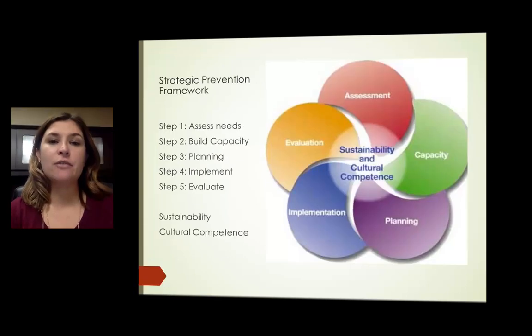The Strategic Prevention Framework is a 5-step process to developing a prevention program in a community. The 5-step process includes assessing the prevention needs in a community, building the capacity for prevention in a community, planning the program, implementing the prevention program in your community, and evaluating the goals and outcomes of this prevention program. Throughout the entire 5-step process, you also need to be adhering to sustainability and cultural competence. We will talk more about these at the end of the lecture.